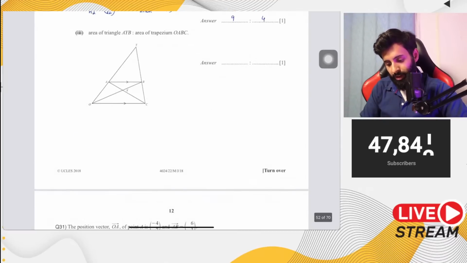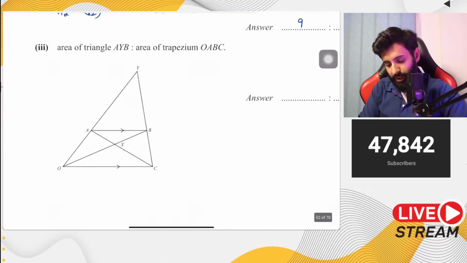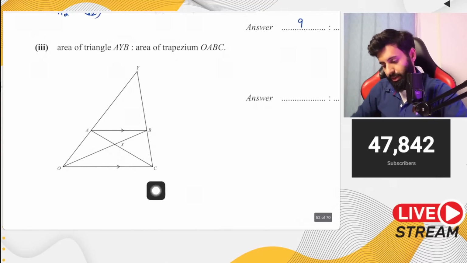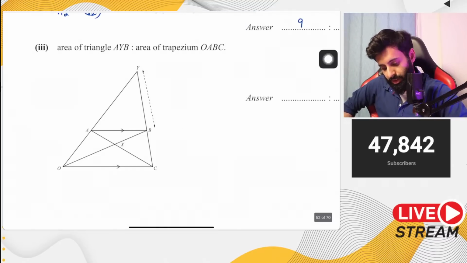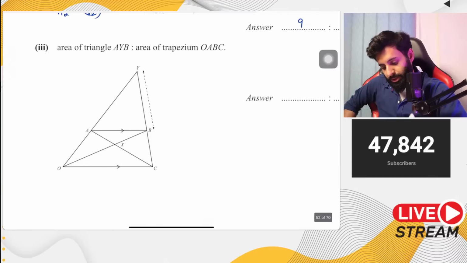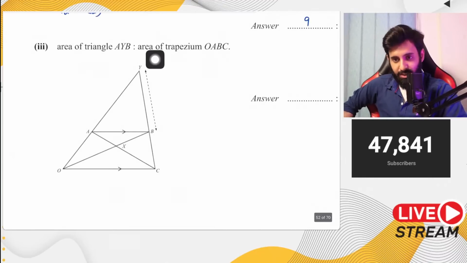Okay, I'm solving it. Now pay close attention. So AYB is to trapezium OABC. Alright, now maybe 4:5 is correct, okay? But just hold on. I don't have the answer memorized. Let me check if 4:5 is correct. Okay, I'm sorry, 4:5 is the correct answer. Good job. Okay. So basically, notice that one is a triangle and the other is a trapezium.